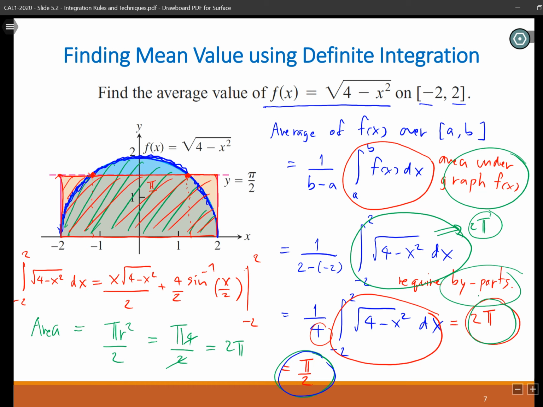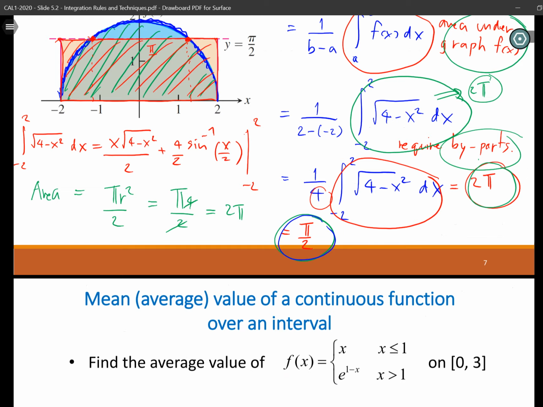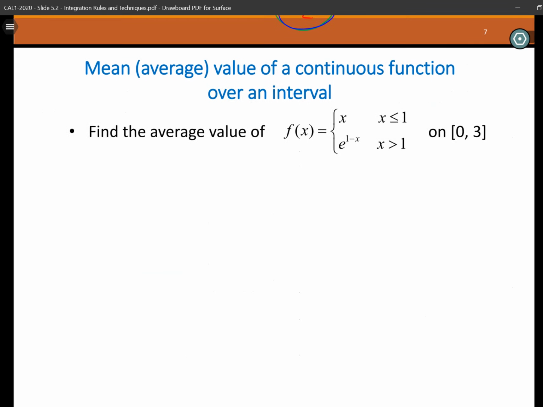Right. So this is one use of the mean value theorem. As long as you understand the relation between two areas, you should be able to play around with it on some examples. Right. So we have some more examples to work on.